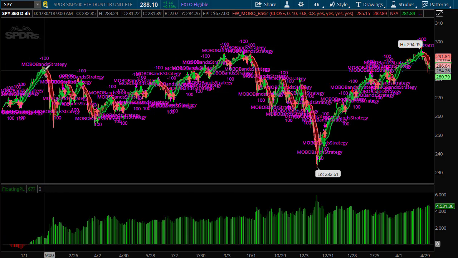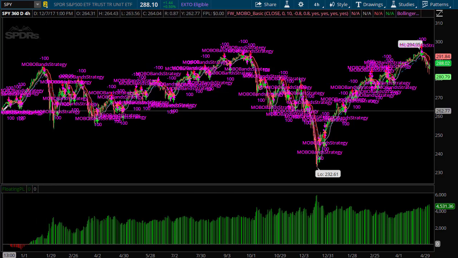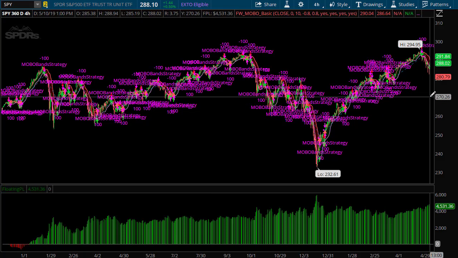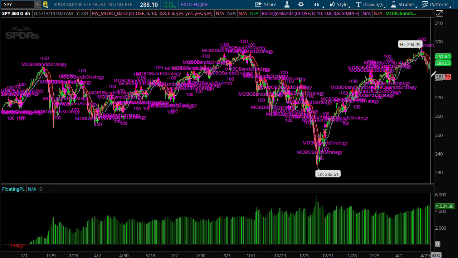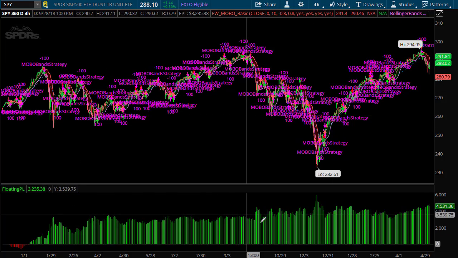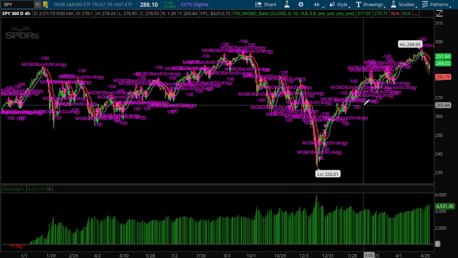And when you think about this, when this strategy started, we were at 262, and now we're at 288. So we're basically 200 points higher on the S&P, or 22 SPY points or so. But the strategy has made a little bit of money. It allows you to play both sides. And again, I'm looking at the 4-hour chart.